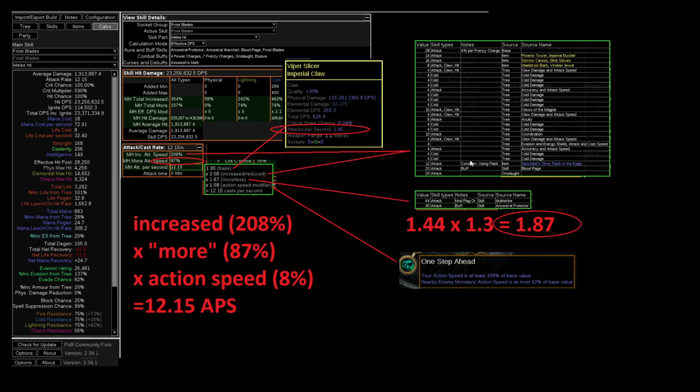So times all the increased attack speed, then it's times by all your more attack speed, which is here. So multi-strike plus ancestral protector on this build. And those two numbers are multiplied together like this, the same way that the damage multipliers from before were multiplicative. And then those numbers are multiplied by any action speed you have, which Trickster has 8% action speed all the time because of one step ahead. And that's multiplied right here. And all that together is 12.15 attacks per second on this build in particular.